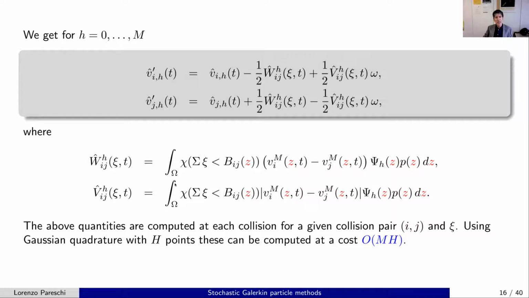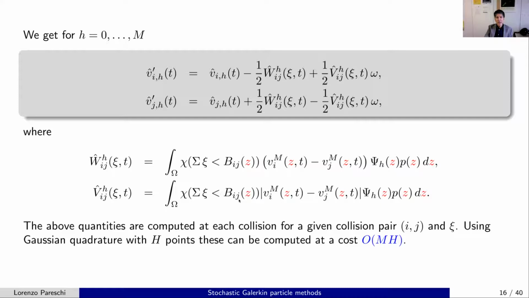We don't have to compute all this. I mean, you have to take into account that only whenever this indicator function is different from zero, we have really to compute this quantity. And this can be done carefully by computing this collision for a given collision pair and a given random number psi. We typically use Gaussian quadrature in order to compute these quantities. The method typically works.